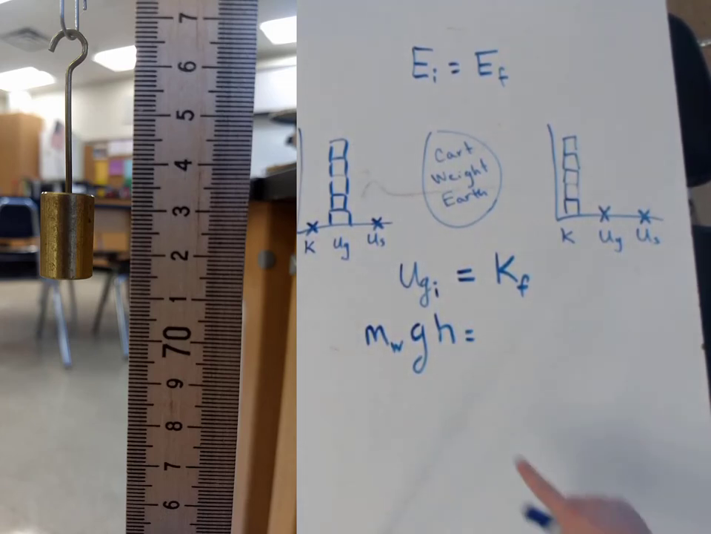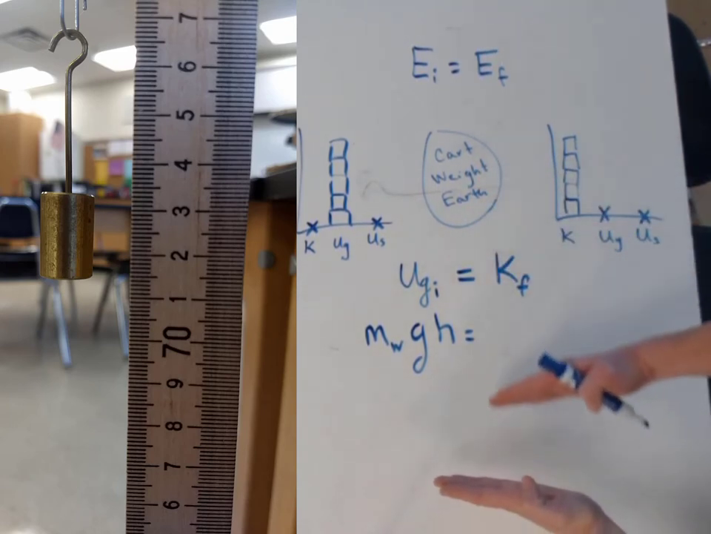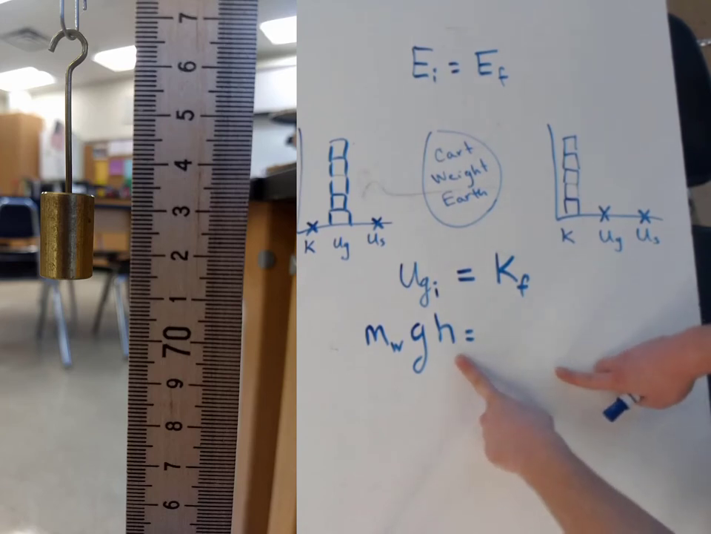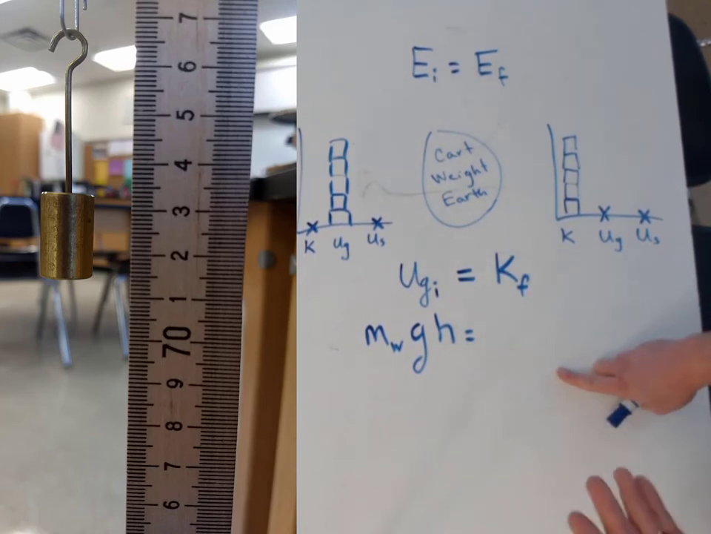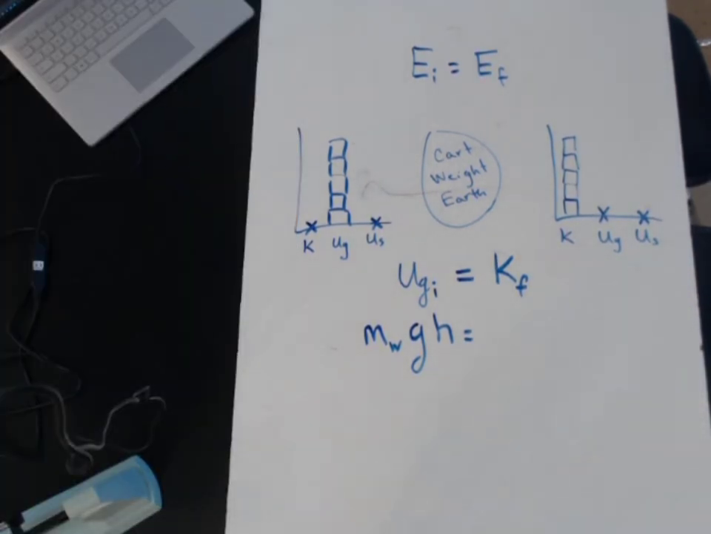And that h always represents the change in vertical position of something. So we're going to call the floor the 0 line, and we measured with the meter stick how high the bottom of the weight is above the floor. We can also see that distance or height reflected in the distance that the cart travels, because the cart travels the same distance horizontally as the weight travels vertically. That distance is our h. Remember, we want g in meters per second squared if we're calculating. We want mass in kilograms. We want a height or distance in meters.